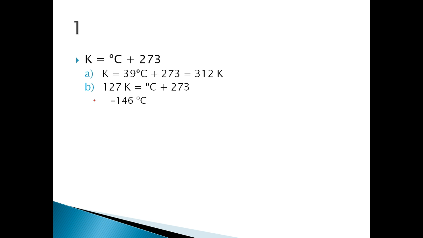And you know the equation is K equals the degrees Celsius value plus 273. So for A, you just add 39 and 273, you get 312 Kelvin. And for B, you would subtract 273 from 127, and you get negative 146 Celsius.